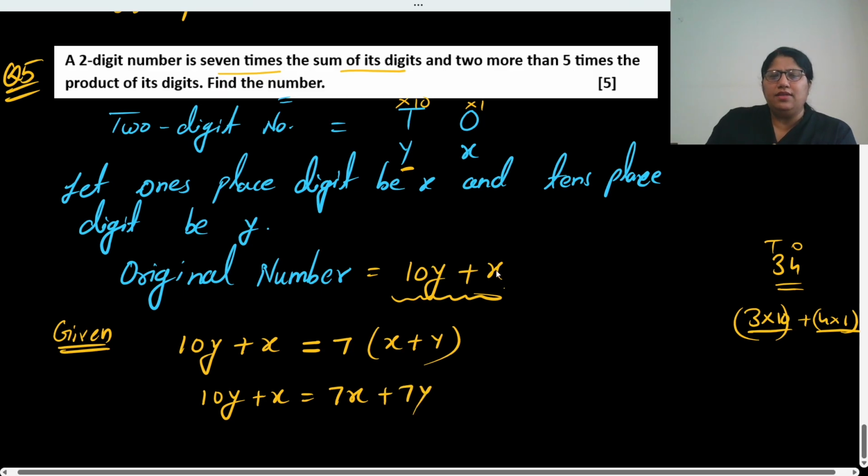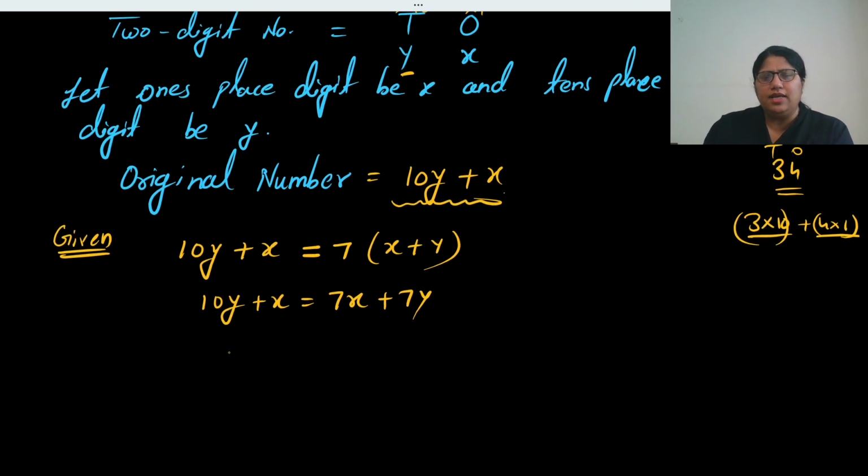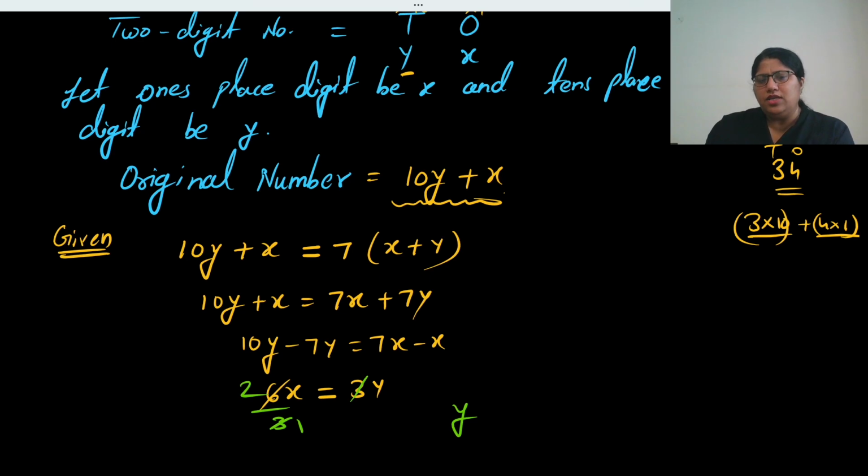Now get the x terms on one side, y terms on another side. So it can be here 10y minus 7y equals 7x minus x. So we can write here 6x equals 3y, and on both sides I can take 3 as a common factor, right? This 3 can come here. 3 ones are 3, 3 twos are 6. So what are you getting? y equals 2x.